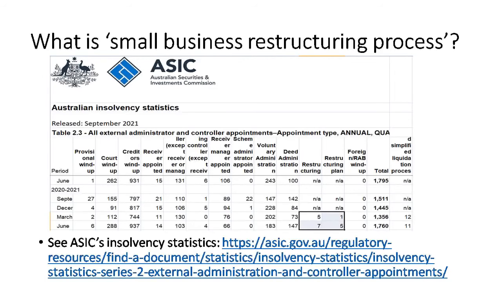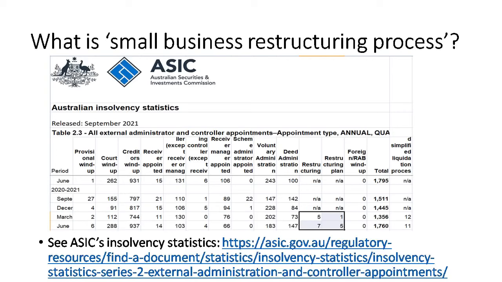I counted 14 forms of external administration to choose from. But in South Australia, for example, restructuring and restructuring plan had zero uptake. Only one company in South Australia used the new simplified liquidation process in the second quarter of this year. I see no evidence of a tsunami of insolvencies yet across Australia either.